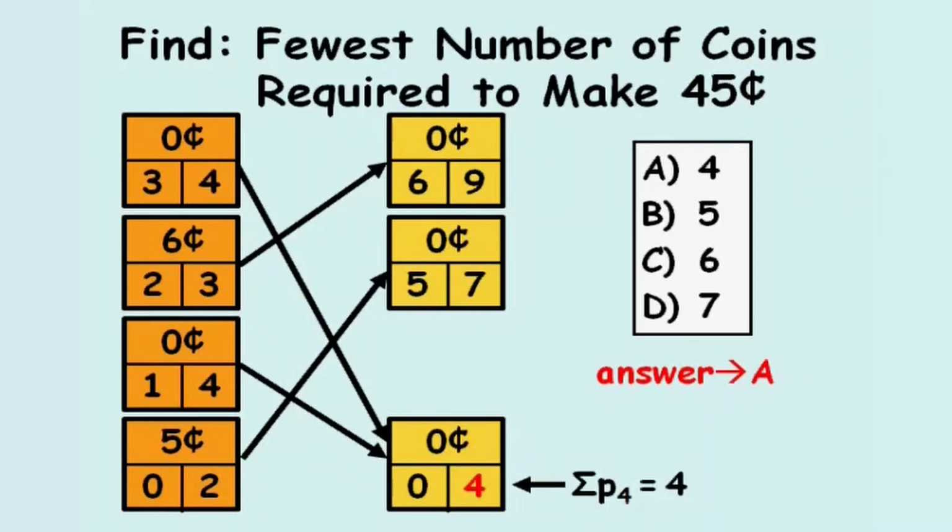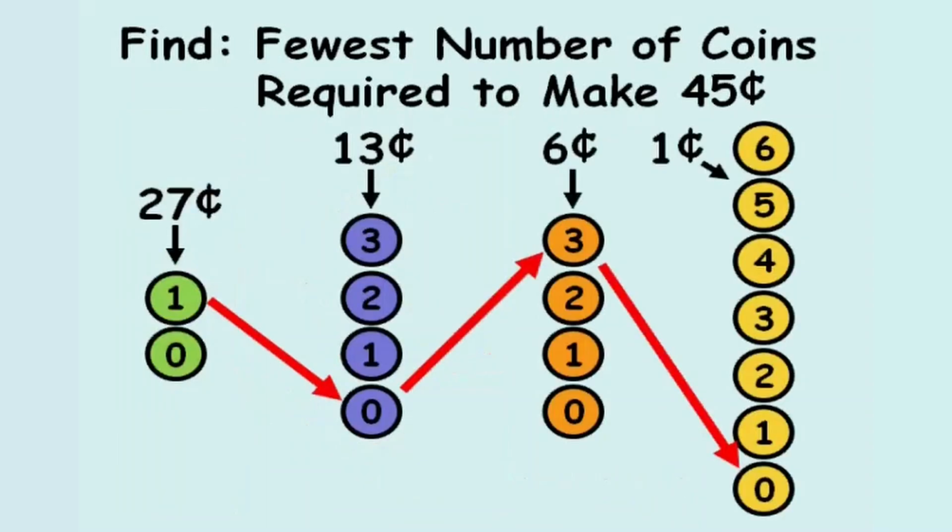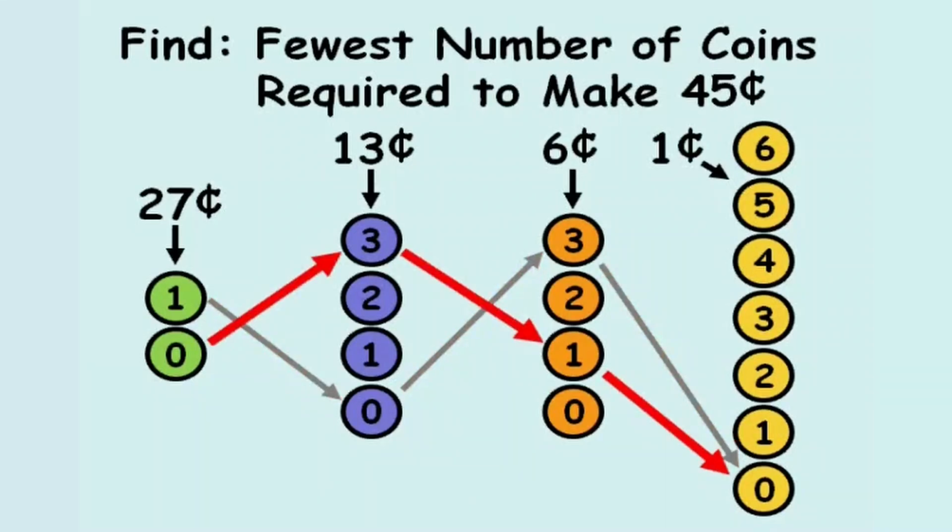If we want to know which combinations of coins make 45 cents using just 4 coins, we perform traceback and notice 2 different combinations of coins achieve this optimal value. The first optimal combination includes one 27-cent coin and 3 6-cent coins. And the second optimal combination includes 3 13-cent coins and 1 6-cent coin.